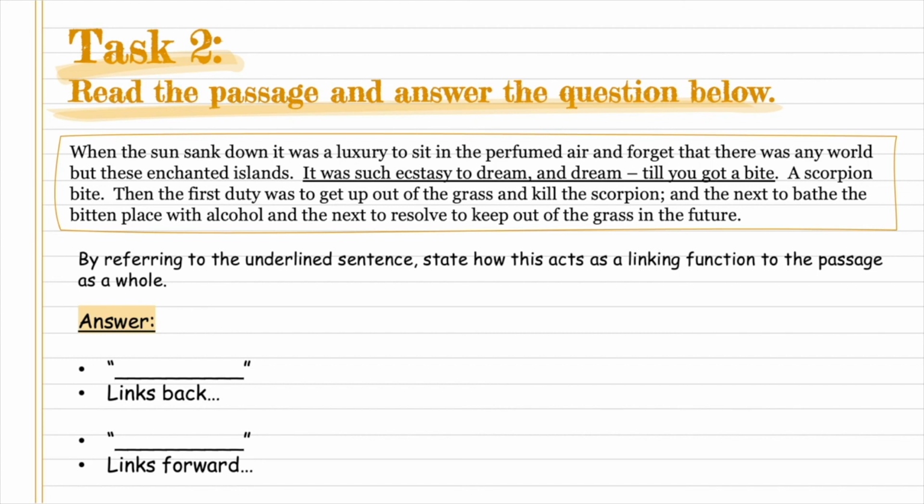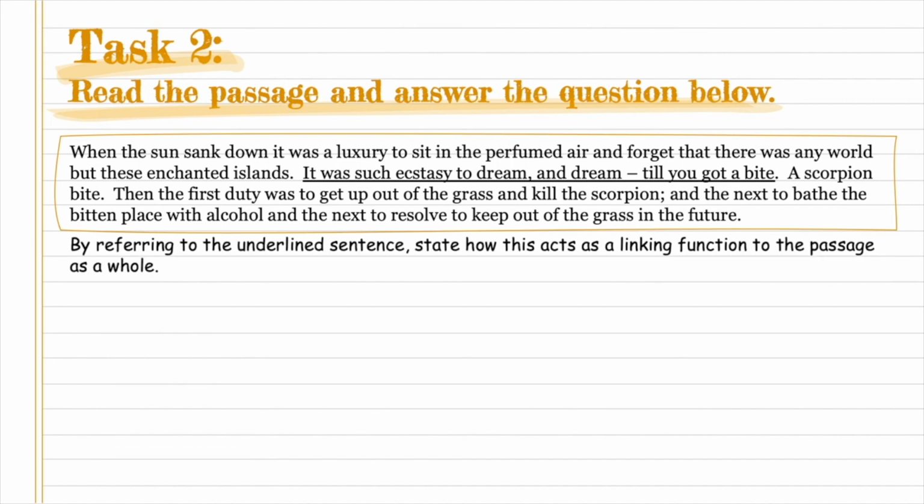Remember, we're quoting, we're then linking back, we're quoting the next part of the sentence, and we're linking forward. What I will say before you pause is notice that there's a natural break in this sentence. There's a dash. Use that as an indication to split up the sentence into one part linking back and one linking forward. We're now going to go over the answer to task 2.